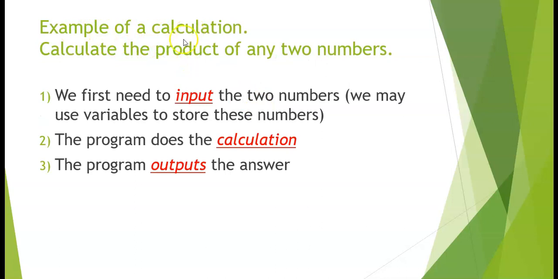Here is an example of a calculation: calculate the product of any two numbers. This is just the general idea you'll have in mind for your pseudocode. The first thing we need to do is input the two numbers that you want to multiply together. We may use variables to store these numbers. And remember, in variables you can use any names: x, y, z, num1, num2, num3, it's up to you. The program does the calculation, and then the program outputs the answer. To output, we're going to use the print command. To input two numbers, we're going to use the input command.